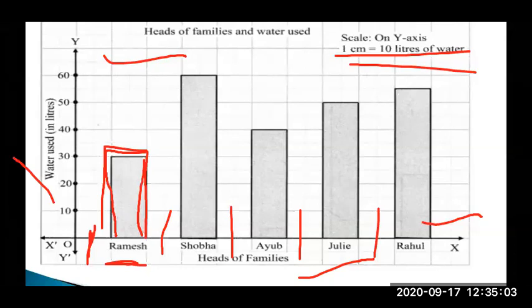Till 60. So you will use a scale for making that line. Shobha is 60, so till 60 you are going to make a bar. Then next is Ayub. Ayub is 40. So in Ayub's box, there you will see till 40. In front of 40, you will make a bar.